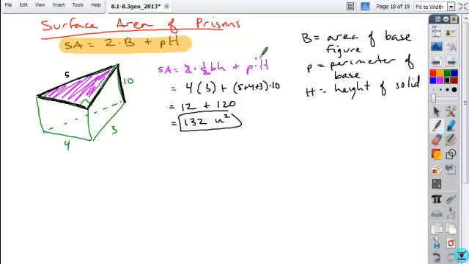So now, instead of using this last part, P times H, you could have found each individual area for each lateral face individually, and that would have been okay as well.